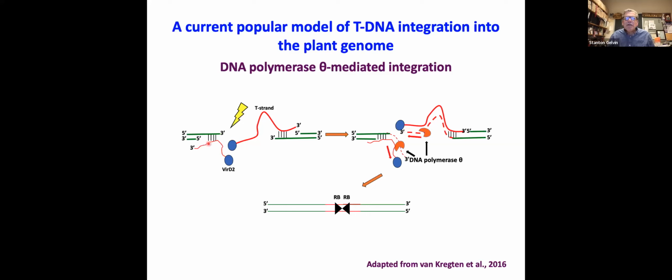And if it was copied from tDNAs on both sides, you will end up with this right border direct repeat of two tDNAs. And this type of structure is actually very frequently found. So this model is very nice. It explains a lot of things, but it doesn't explain some other things.